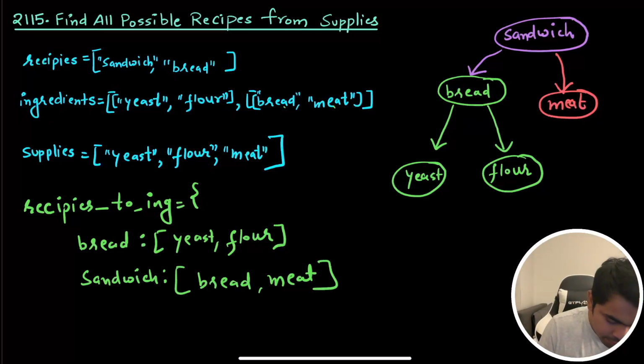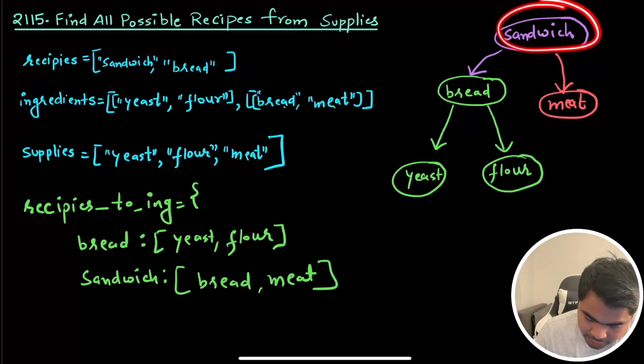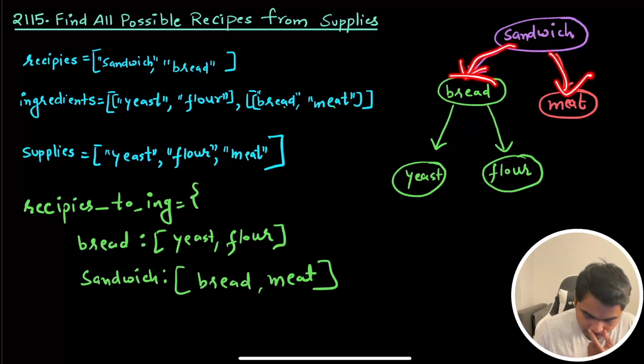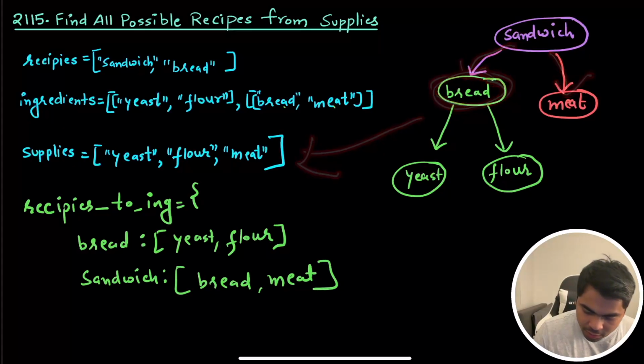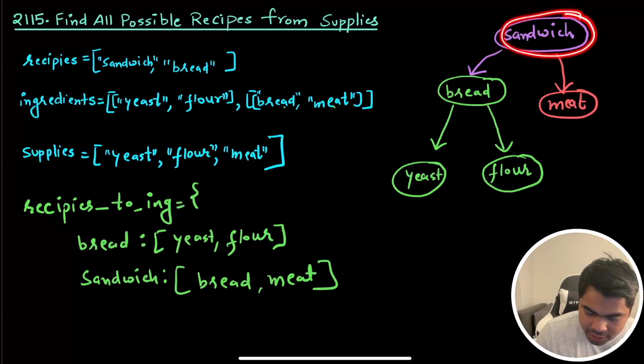So first we'll try to do a DFS on sandwich. Okay, so what do we do? Well, we'll install our traversal at sandwich. Sandwich needs basically bread and meat, so it will try to look at supplies. Well, do you have bread? Well, it doesn't. That means, first of all, we are visiting sandwich.